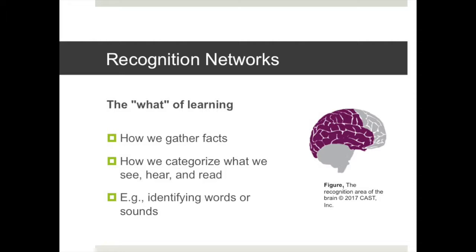Recognition networks, the what of learning. This includes how we gather facts and how we categorize what we see, hear, and read, such as with identifying words or sounds. How do we make the process of recognition easier for kids of all abilities? Learners differ in the ways that they perceive and comprehend information that is presented to them.